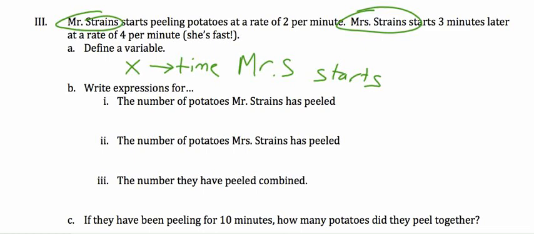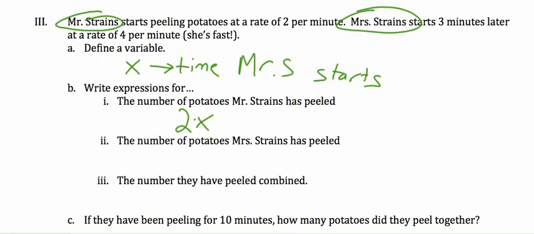So if I want to write an expression for the number of potatoes that I've peeled, the simple rate times time will give me the number of potatoes that I've peeled. So my rate is 2 per minute times the amount of time, which is x. Rate times time will give you amount. It's a cool thing to remember.